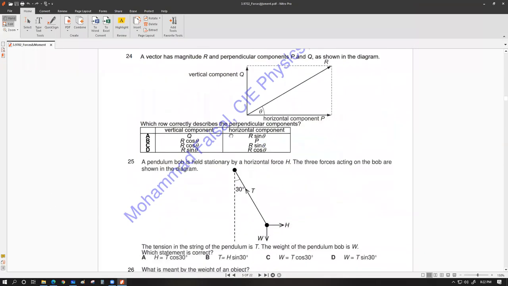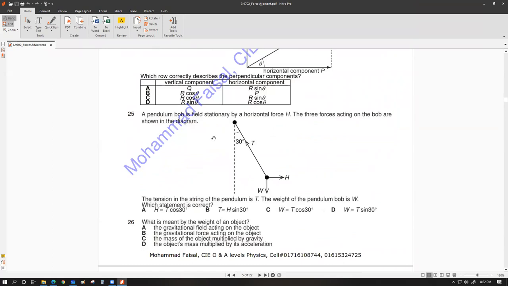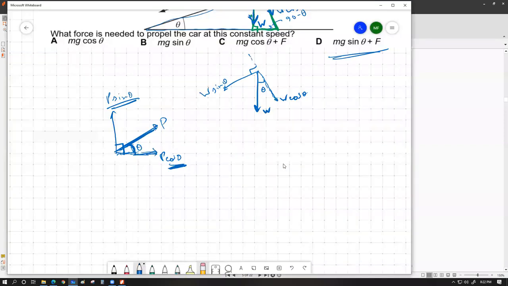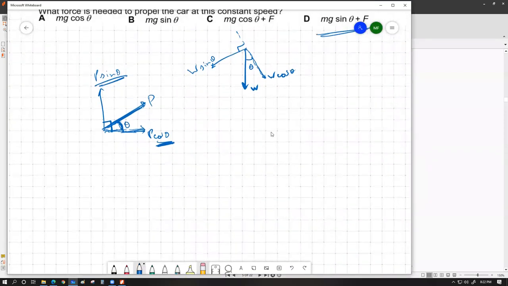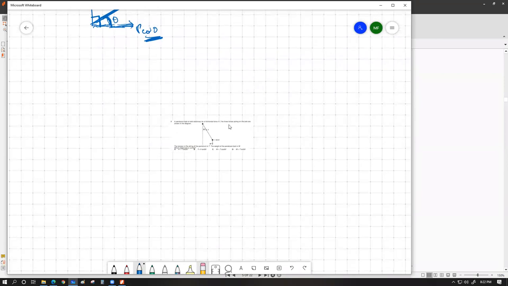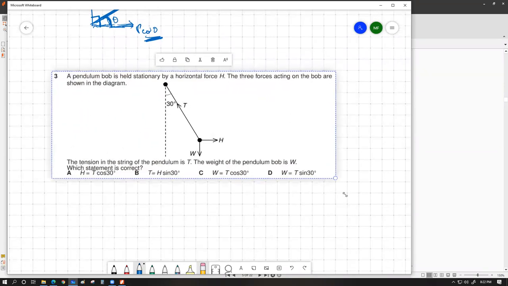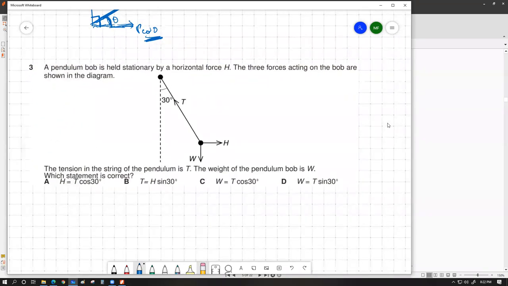So that's that. And then comes question number 25, which is a very similar question, that here is the tension T over here. So just take it out. It's going to show this, which is a very similar implication of this question. The question tells us that a pendulum bob is held stationary by a horizontal force H. The three forces acting on the bob are shown in the diagram.